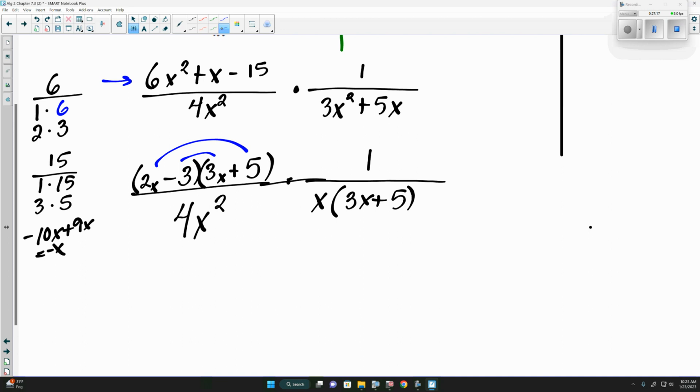What are our common factors? And 3x plus 5. Is there anything else? No. So the numerator, we have 2x minus 3 times 1, and the denominator will have 4, what, x? Because we have x squared times x, gives us x to the third.